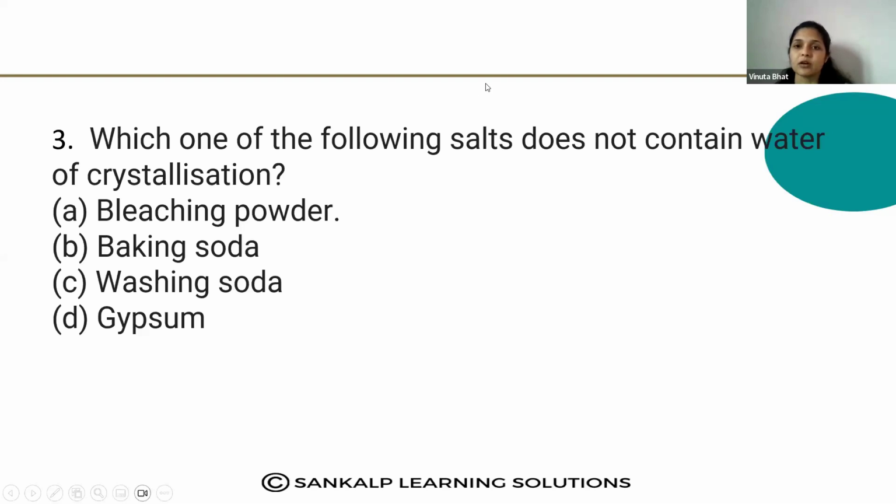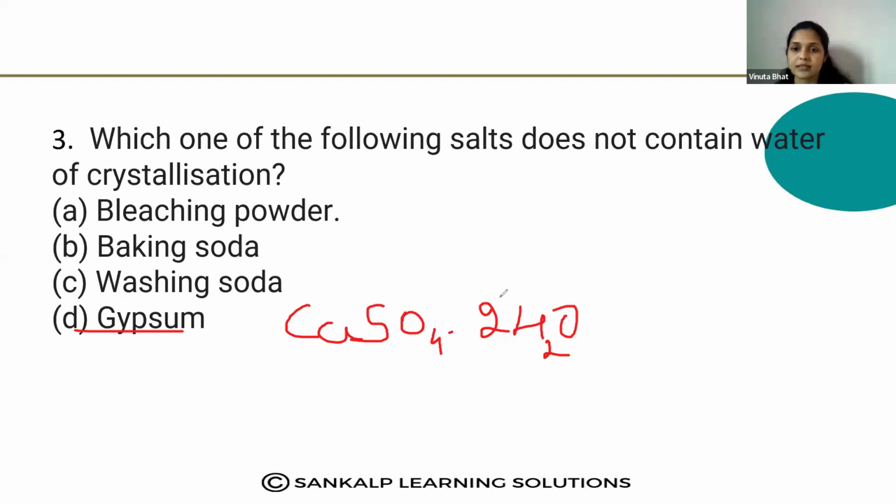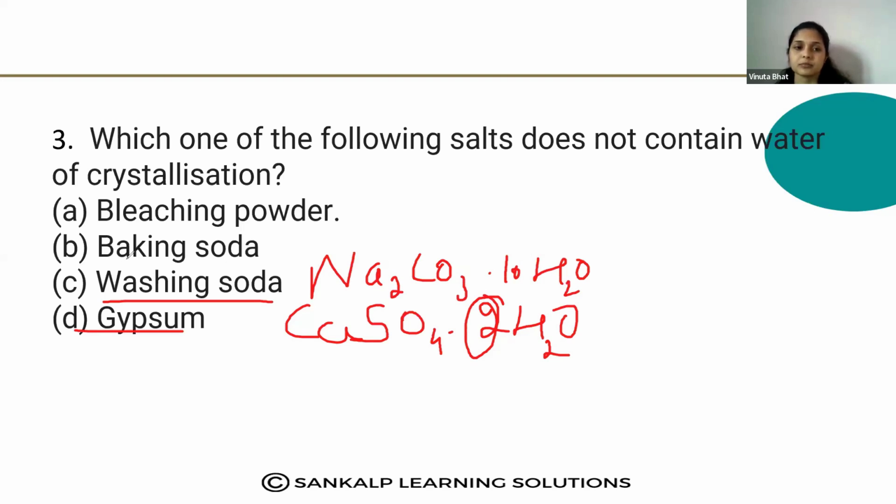Which one of the following salts does not contain water of crystallization? Bleaching powder, baking soda, washing soda, gypsum. Here, gypsum contains calcium sulfate, CaSO4 2H2O. This is the water of crystallization, right? Washing soda also, Na2CO3 10H2O, also contains water of crystallization.